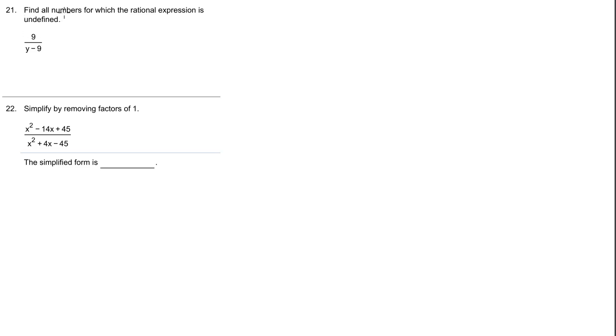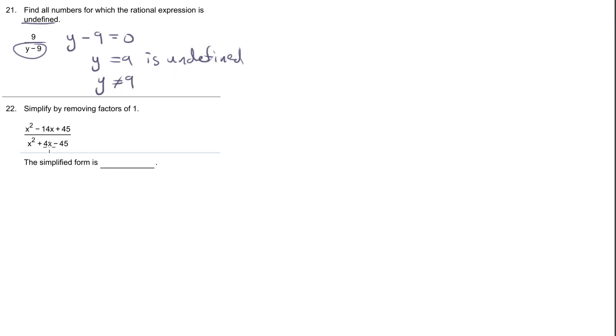Hey everyone, it's time for the Chapter 6 portion of our review, and we're going to start by finding all numbers for which the rational expression 9 divided by y minus 9 is undefined. What makes these undefined? Quite simply, it's when the denominator is equal to 0. So y minus 9 equals 0, y equals 9 is undefined. Or we might say y cannot be 9, else this whole thing is undefined.